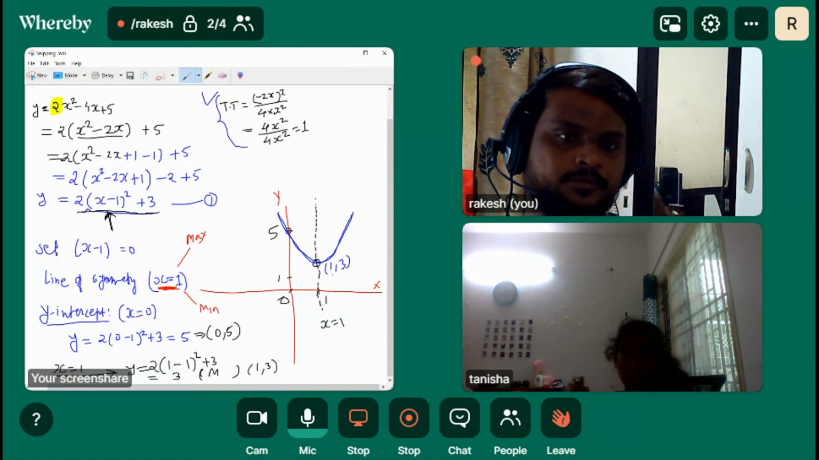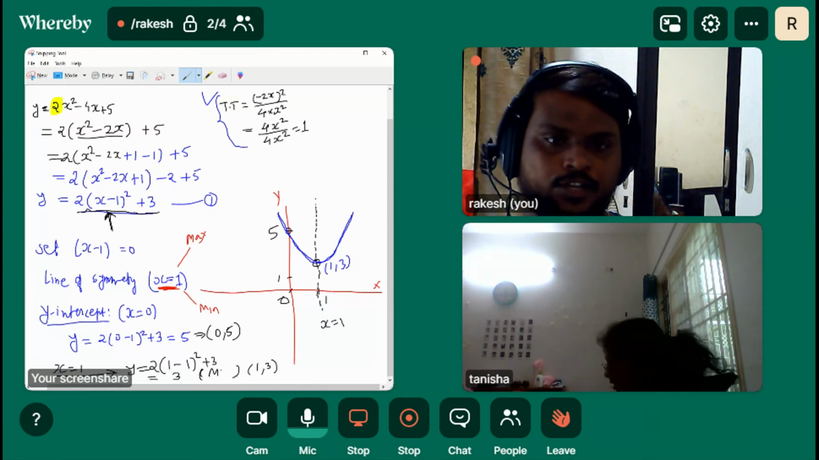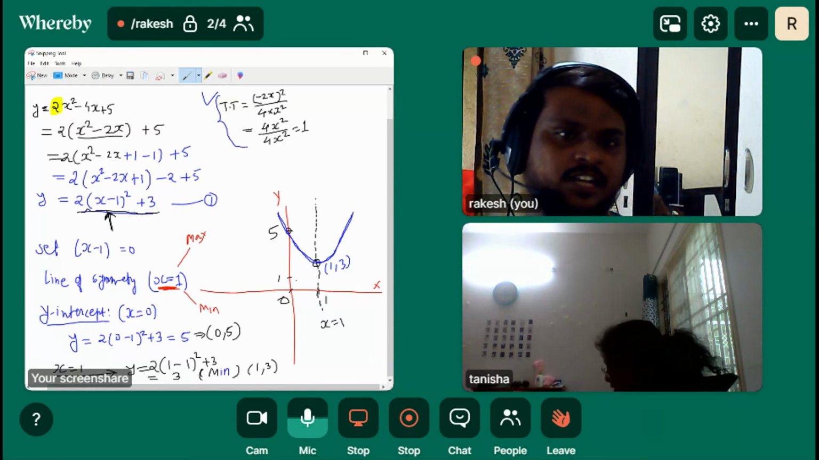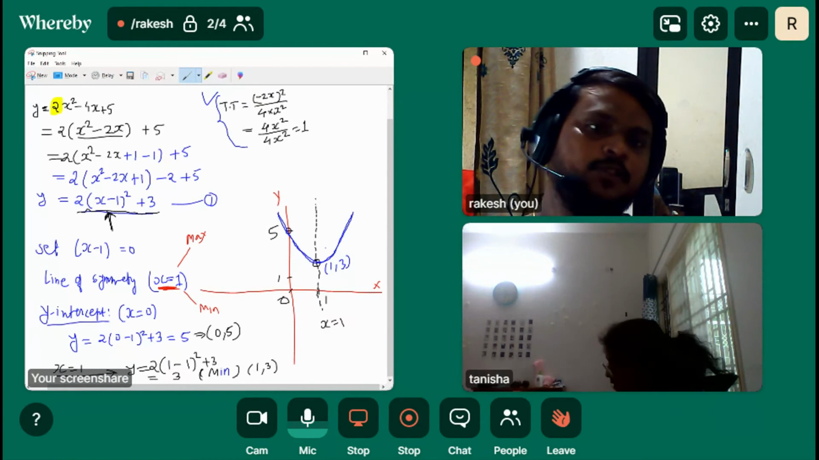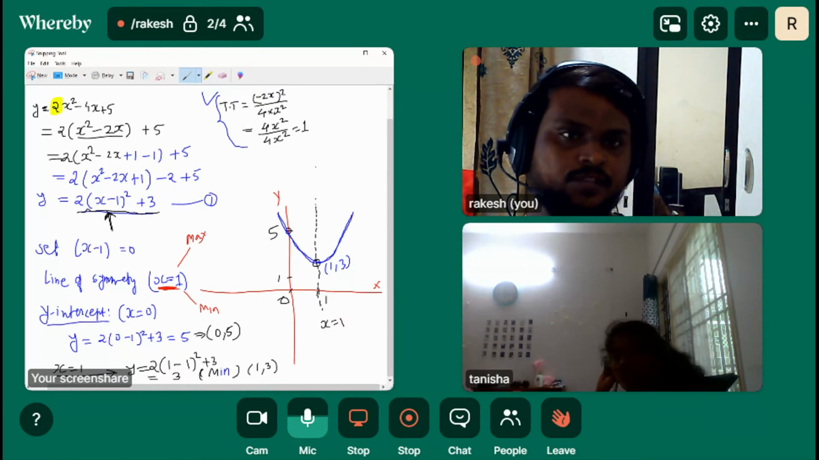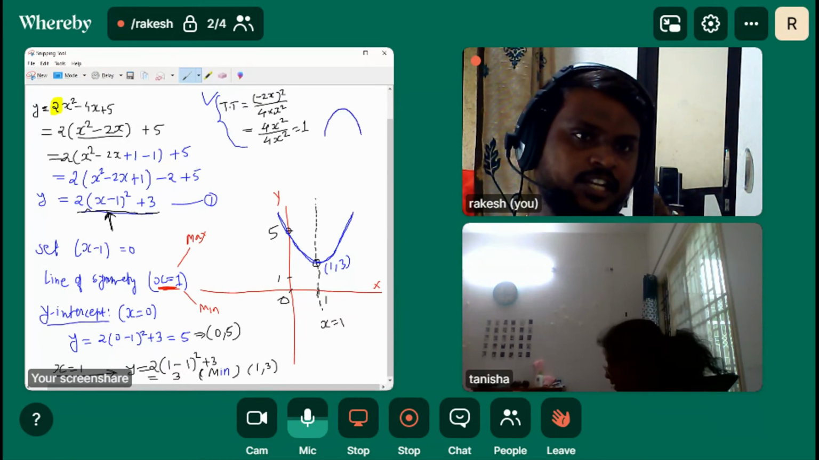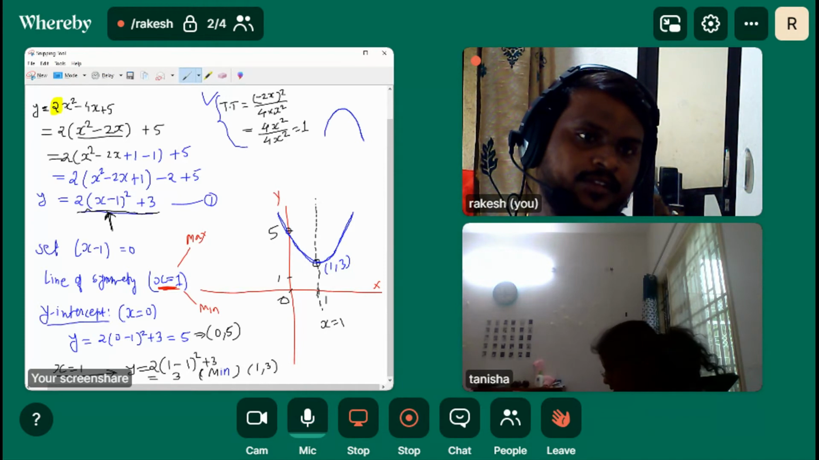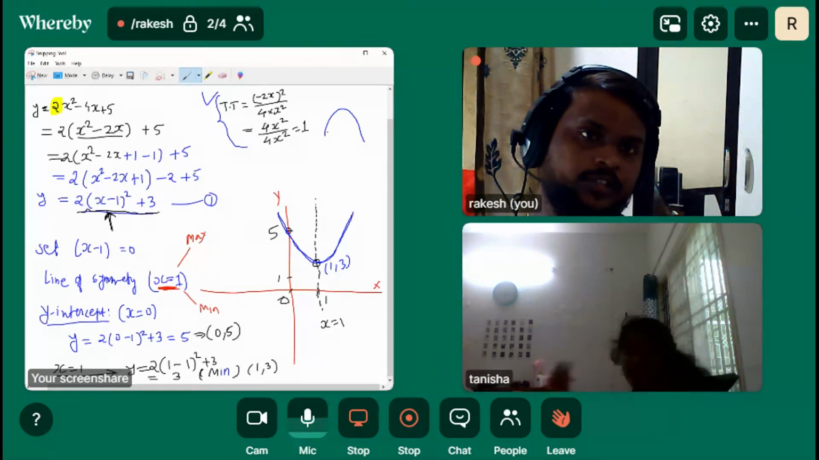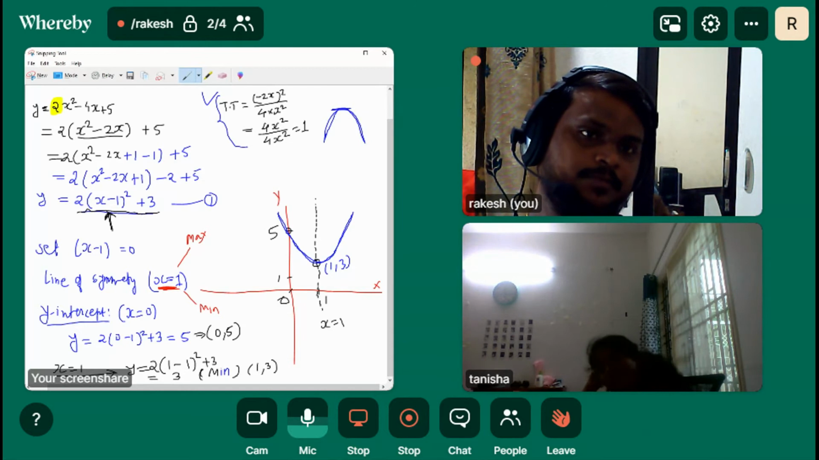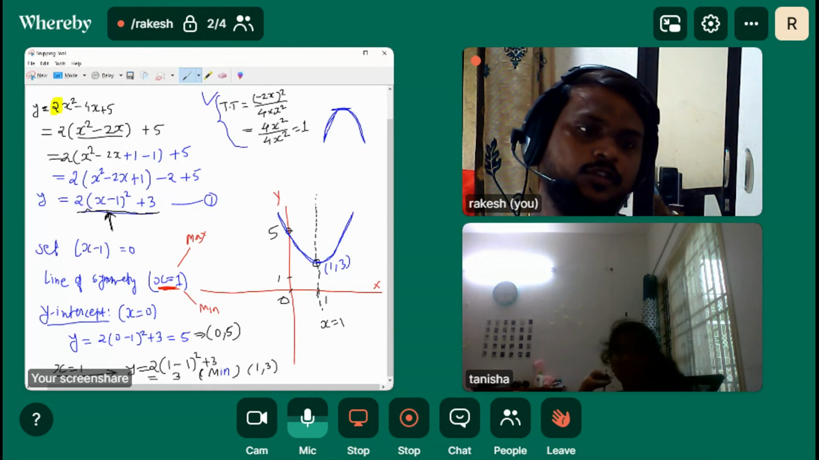This is minimum. Very good. Once you draw the graph, you will understand whether it is minimum or maximum, because the nature of the graph will tell you about it. If the graph is concave down like this, then this point would be maximum, right? So this is all about the completing the square technique.